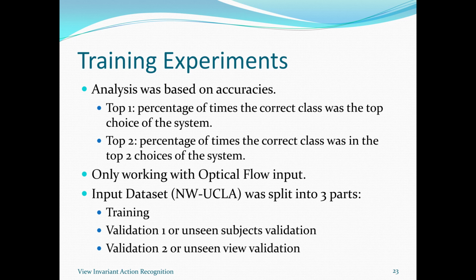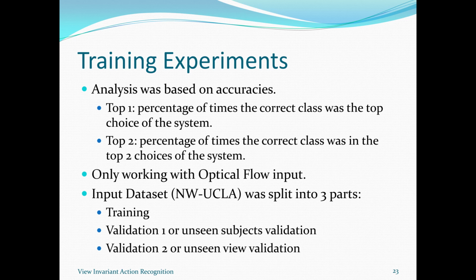Some things I want to clarify beforehand about these. Firstly, we're looking at accuracy only, because it's more quantifiable, I guess, at this point. Top 1 and top 2. So top 1 means the percentage of times the correct class was the top choice for the system, and top 2 is the percentage of times the correct class was in the top 2 choices. This is done also because there are similar pairs, and we want to see what happens. We only look at optical flow inputs and the optical flow stream for the reasons I've said before. But we might move on to RGB at a later point.